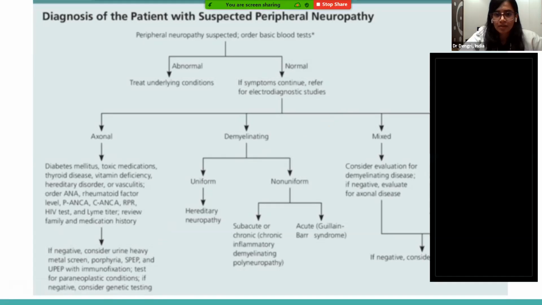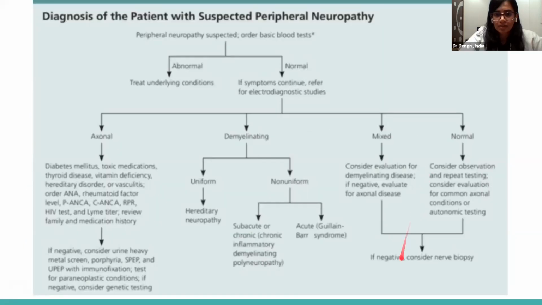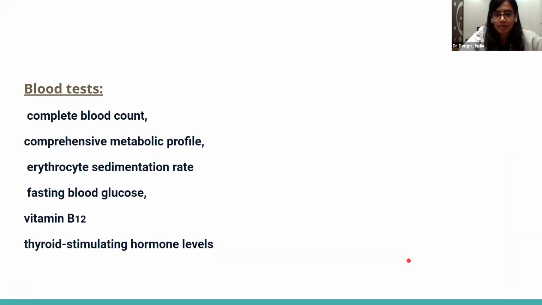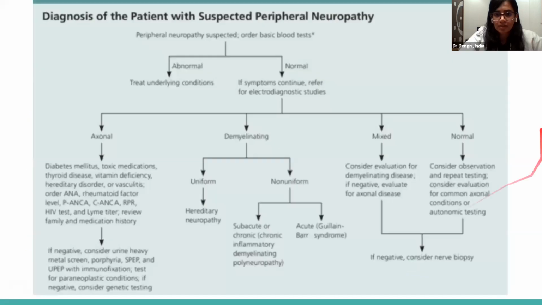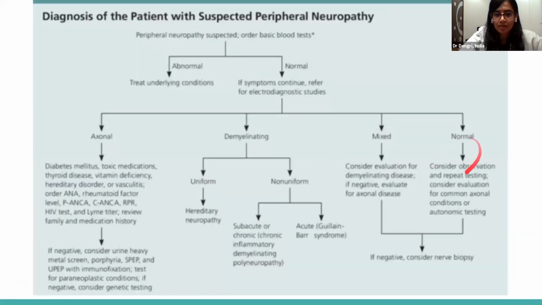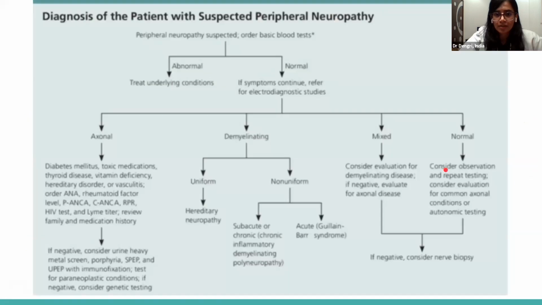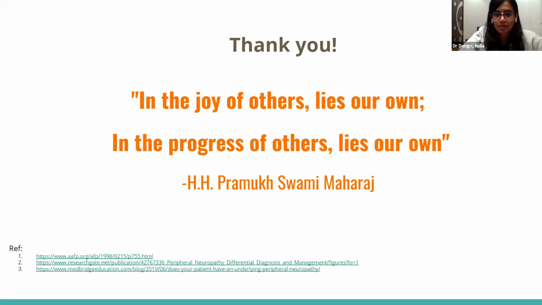If everything comes out to be normal and negative, then you go for a nerve biopsy. If everything is normal, then you repeat the test, observe the patient, do autonomic testing. If it is still normal, then do a nerve biopsy. So this was a basic clinical approach and what tests to order for peripheral neuropathy. And thank you so much.